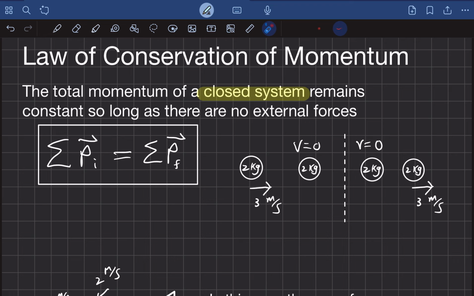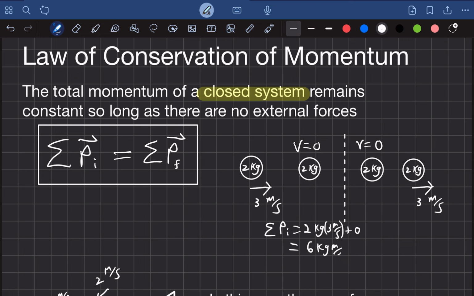Let's take a look at an example. Let's say we have a 2 kilogram object going to the right at 3 meters per second. And we have another object that is also 2 kilograms, and its velocity is 0. Overall, the total momentum before is going to be equal to the momentum of the first object, which is 2 kilograms times its 3 meters per second, plus 0, because the other object has no velocity, so its momentum has to be 0. That's going to give us a total momentum of 6 kilogram meters per second.